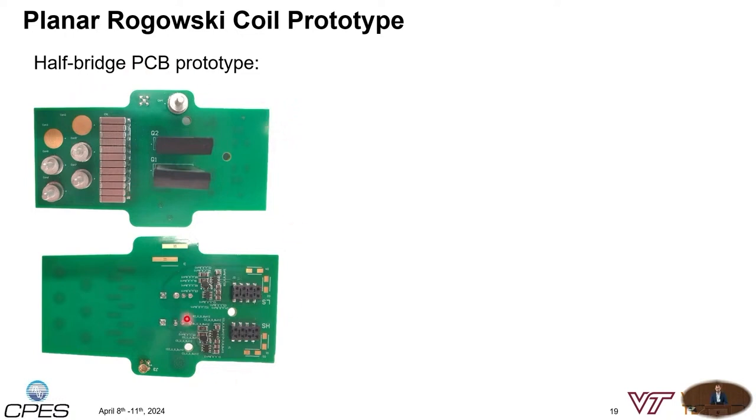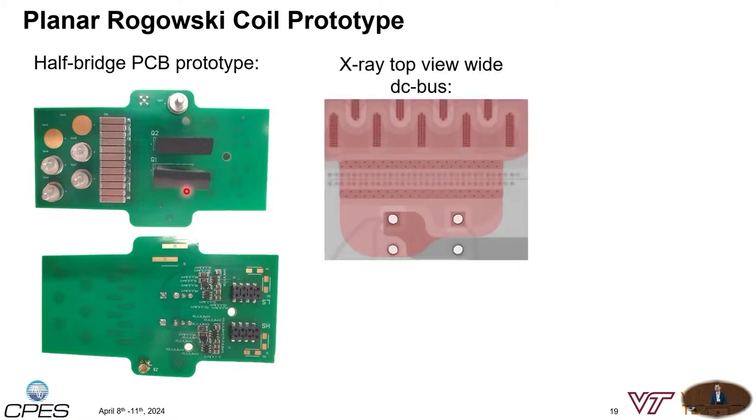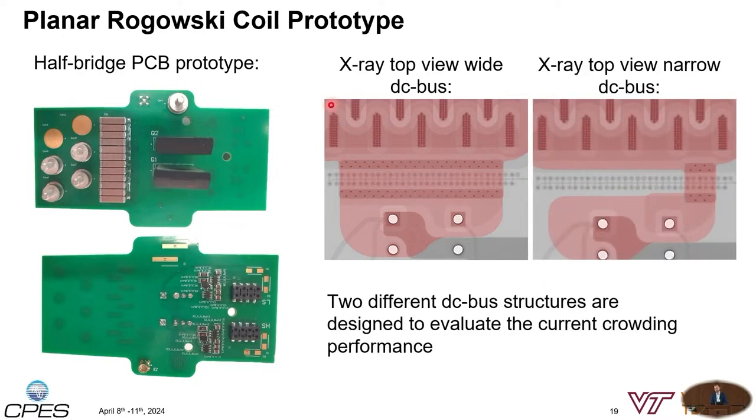We have our half-bridge prototype with the top view, again with the decoupling capacitor, our silicon carbide MOSFET half-bridge. And we have two PCB structures. We've taken X-rays of the top view of that PCB structure, where you see the Rogowski coil windings, and highlighted in red the DC bus structure itself, where in the first image we have a white DC bus, and in the second image we have the current crowding towards the right side. So I narrowed down the DC bus. And then in the measurement results we see what impact that has on the switch transient current measurement.